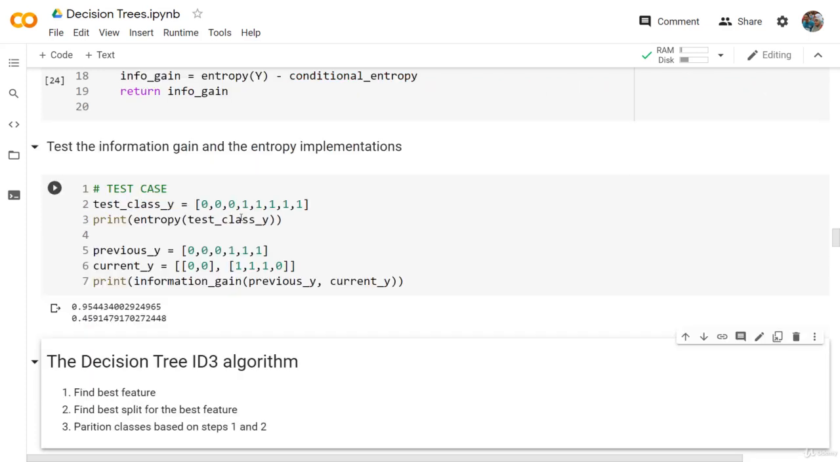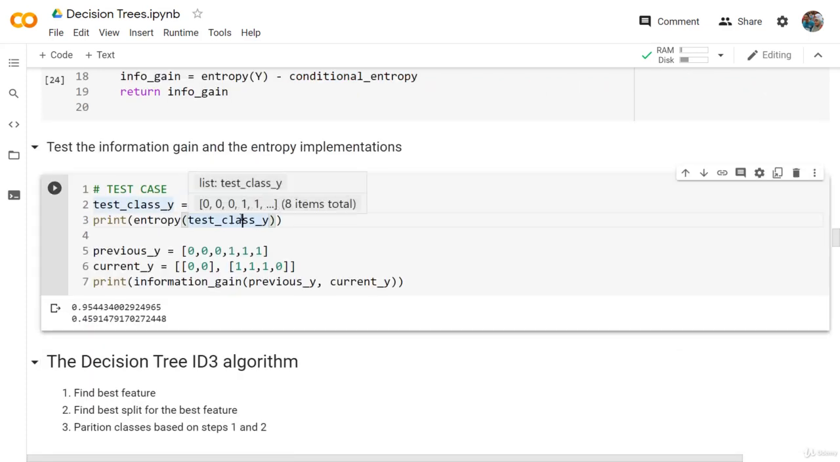Okay? And then let's also test the information gain implementation. So here we have previous y. This is the predictions I will make before you ask the question. Okay? And these are the predictions I will make after you ask the question. Okay? So this is before and this is after. And as you can see here, if we merge this with this, we should have the previous y, right? So here we have 0, 0, and here I have 1, 1, 1, 0, right?